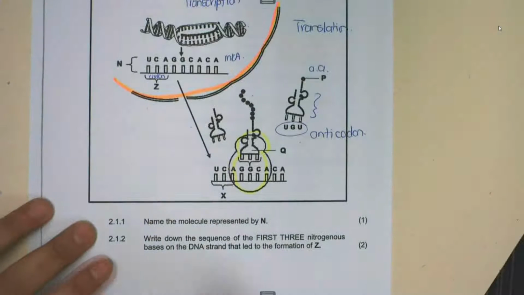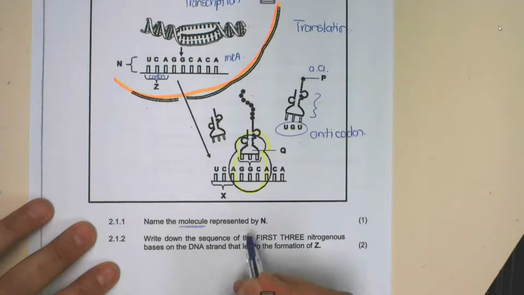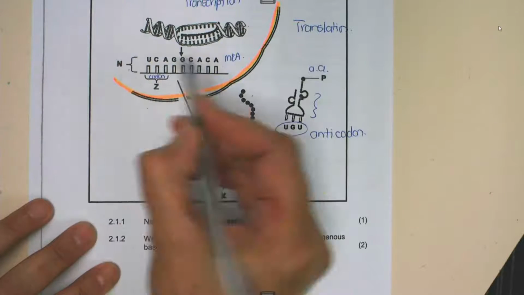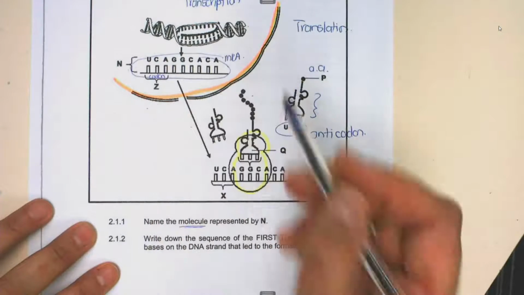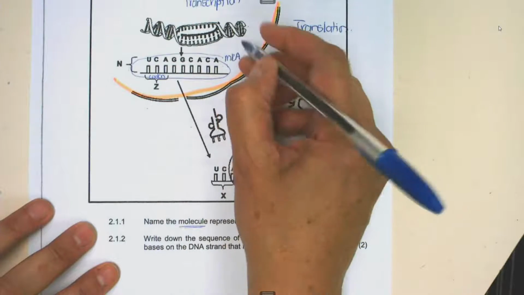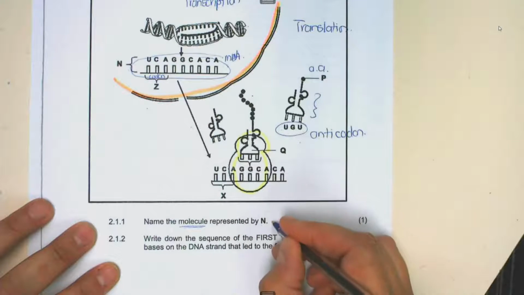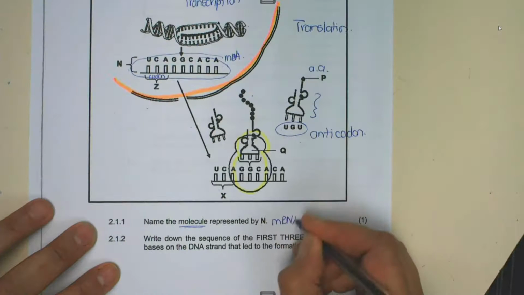First question, the molecule represented by N. N is that whole thing. What do we call N? mRNA. Okay, so that's the messenger RNA. That is the answer there.